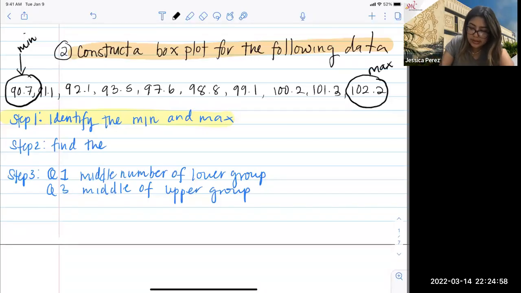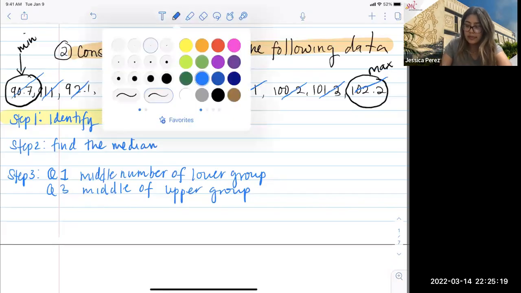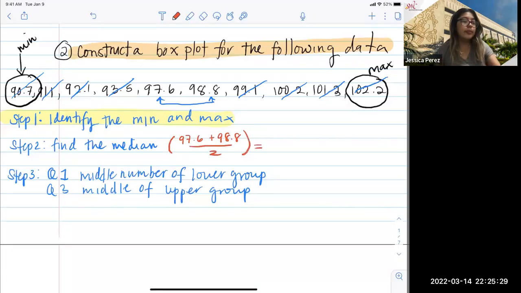So step 2 is to find the median of the data. To find the median, cross, cross, cross, cross, cross, cross, cross, cross. So I crossed 1, 2, 3, 4, 1, 2, 3, 4. There are 2 middle numbers in the data. So to find the median of this data, you add 97.6 plus 98.8, divided by 2. That should be your Q2. So your second quartile, your median, is also your second quartile.